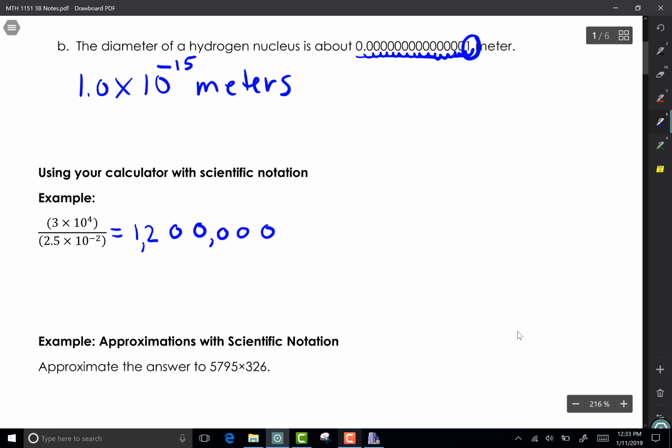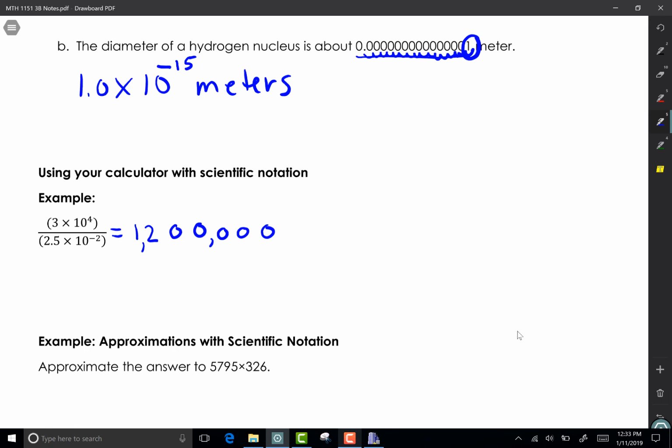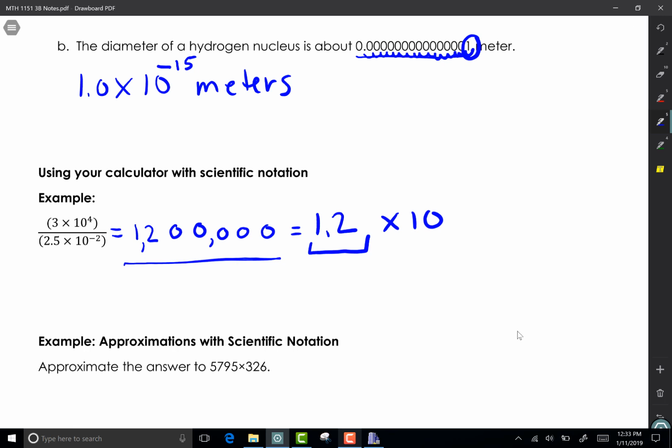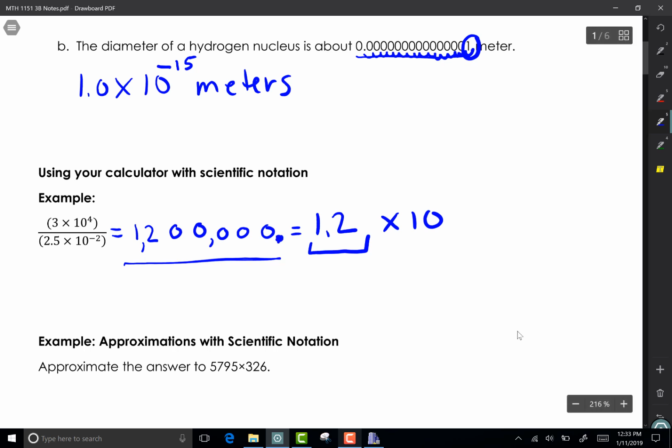Now, if I want to rewrite that in scientific notation, that would be 1.2, because I want my first number out here to be between 1 and 10, times 10 to the power of. Since this is a really big number, my exponent is going to be positive, and I've got to figure out how many places I move my decimal to get the 1.2. Right now, my decimal's here, and I'm going to move it over 1, 2, 3, 4, 5, 6. So that's times 10 to the 6th.